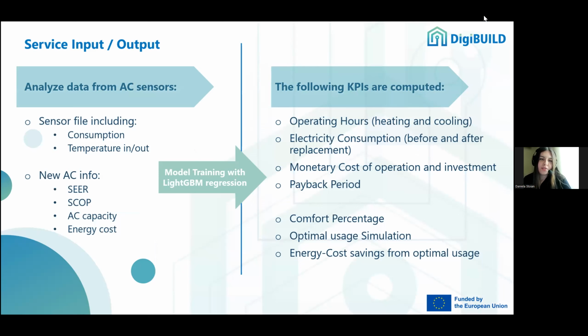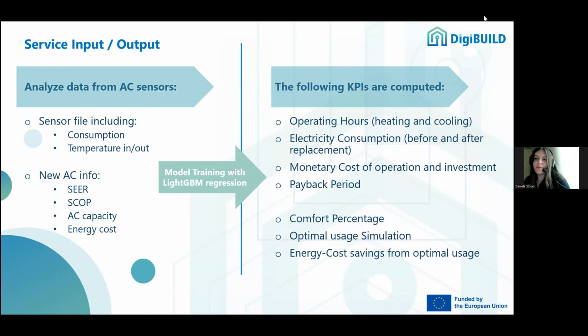This service uses data from AC sensors as an input, and more specifically, in order for it to work, we need the energy consumption of the AC and the temperature inside and outside of the room. We also require some information from the user, which is the SEER score and AC capacity of the AC that they want to use to replace an older one. And we also need the energy cost.